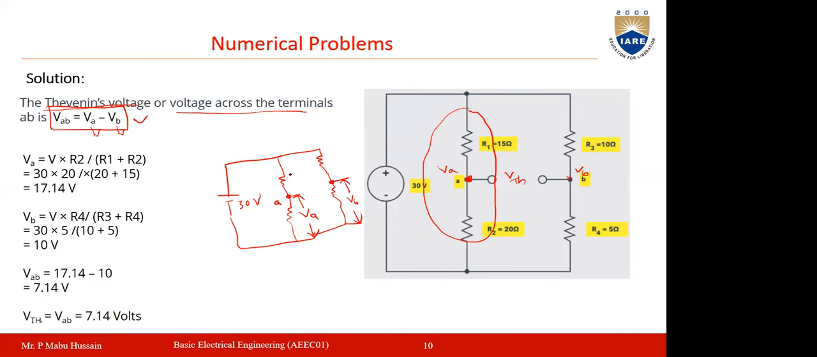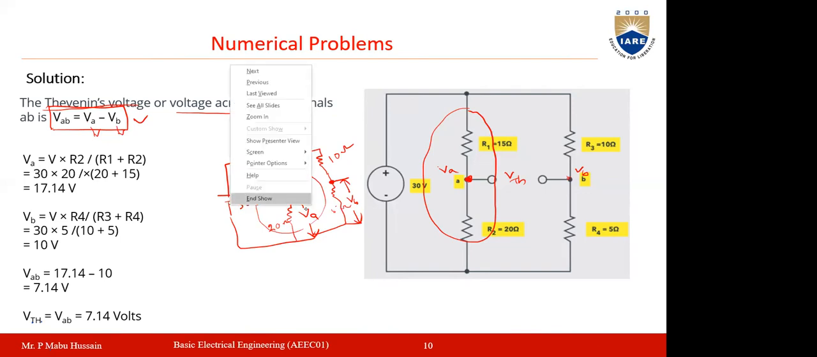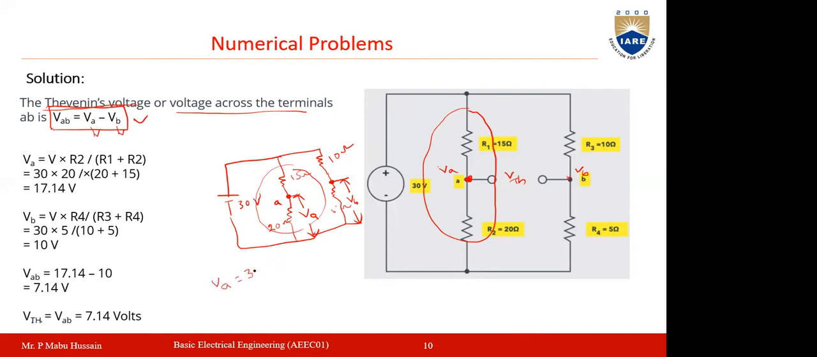Now, when two resistances are connected in series and you need to find the voltage across any element, you can use the voltage division rule. You can apply the voltage division rule here to simply determine VA and VB. This is the series circuit connected across your 30 volt source. The voltage across the second resistance, the 20 ohm resistance, will be VA. So VA is equal to the source voltage, 30 volts, multiplied by 20 by 20 plus 15, according to the voltage division rule.